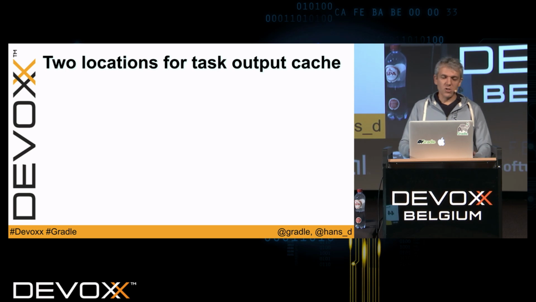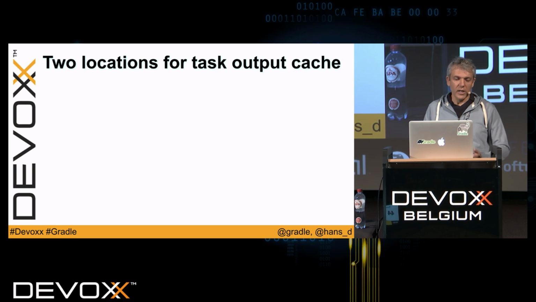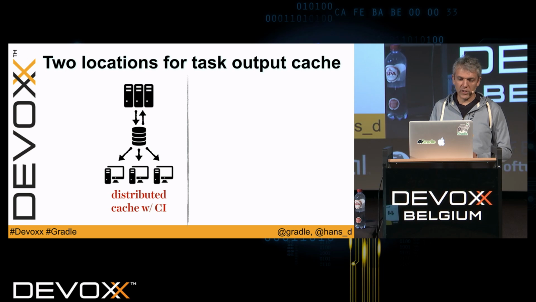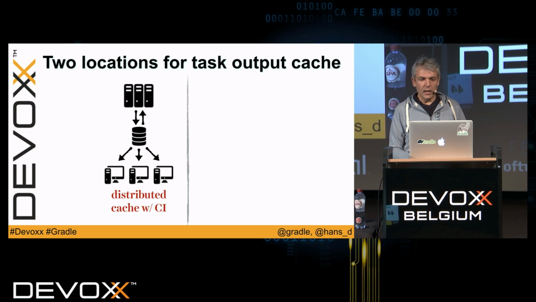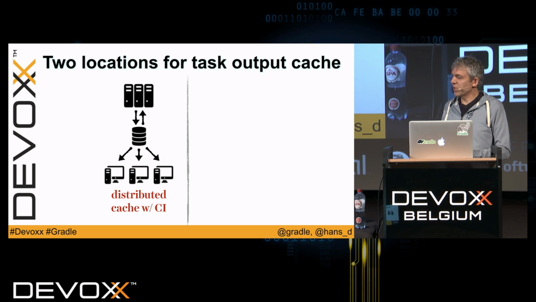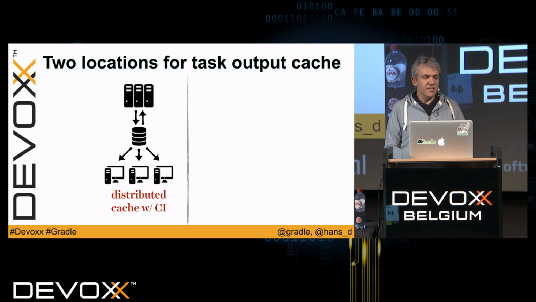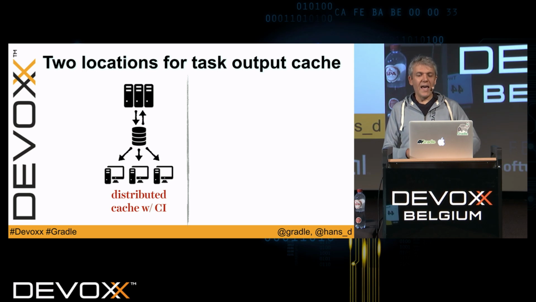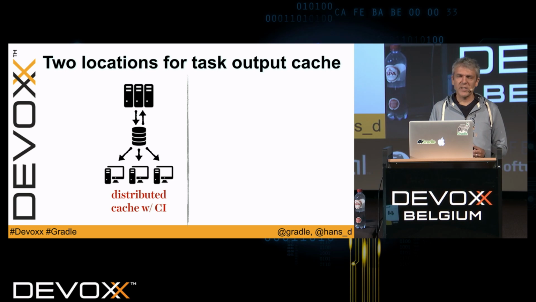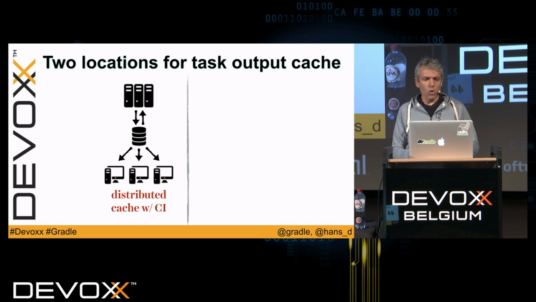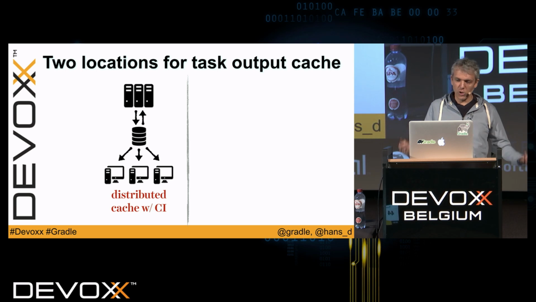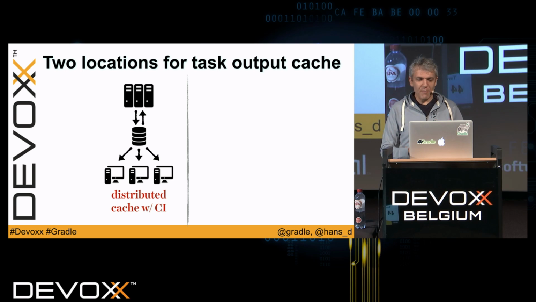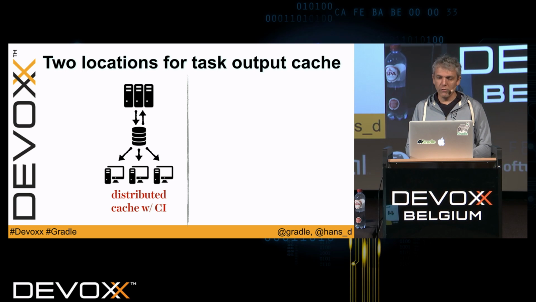And how does this work in practice? Well, there are two locations for this task output cache. So one is a shared server. This is called a distributed cache. The CI builds, they read from it and write to this cache, right? And CI builds will deeply benefit from this cache. They usually always do clean builds. So they run different jobs with different user homes against the same project. So the same thing has to be rebuilt over and over and over.